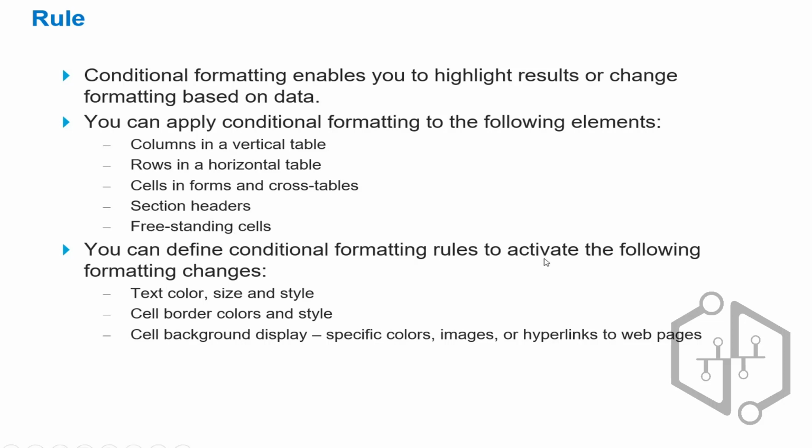You can define conditional formatting rules to activate the following formatting changes. We can create rules to activate the text color, size and style, or cell border colors and style, or cell background display like specific colors, images, or hyperlinks to a web page. We can put some emojis also if required. We can import some images of emojis like a smiley. If it is good, we can put a smiley. If it is not good, we can put a sad symbol. Those kinds of things we can also insert as part of this conditional formatting.